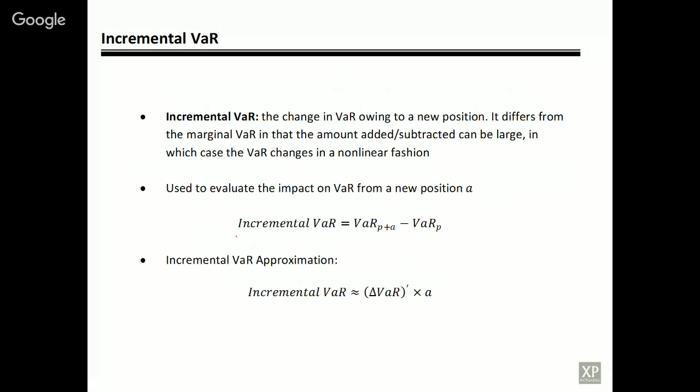So the first principles approach to incremental VAR is to calculate the VAR of the portfolio with the new position minus the VAR of the portfolio without that new position. The problem with this approach is it requires you to recalculate, in some cases, entire simulation models, and this can take a very long time and a lot of computing resources. Luckily, there's an approximation. So the incremental VAR is approximately equal to the marginal VAR times the matrix of our A position, so our new position A.